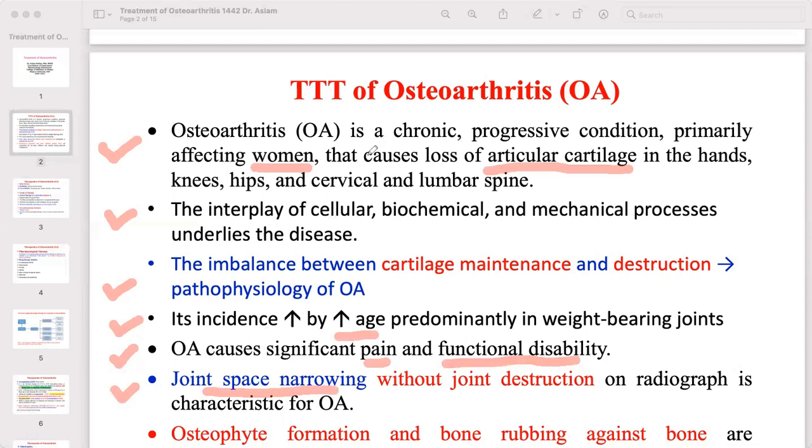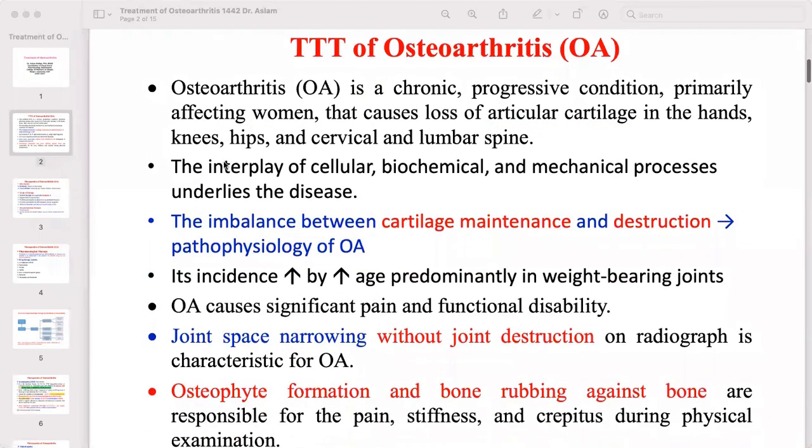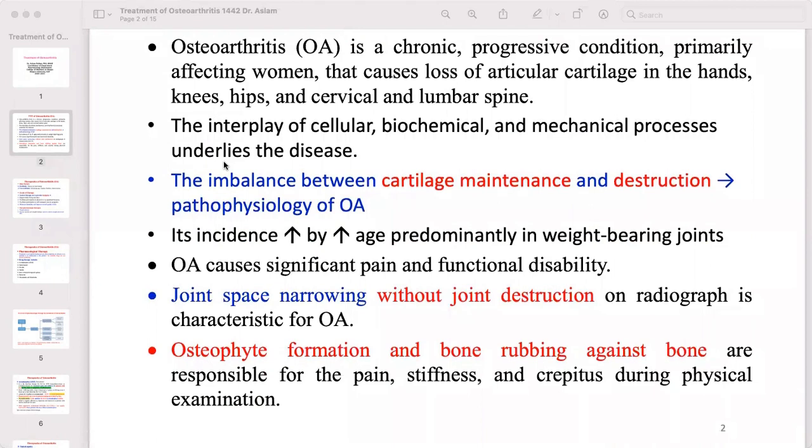Osteophyte formation and bone rubbing against bone are responsible for the pain, stiffness, and crepitus during physical examination.